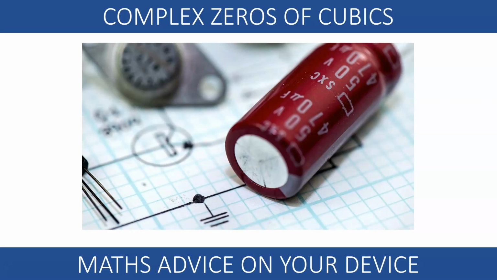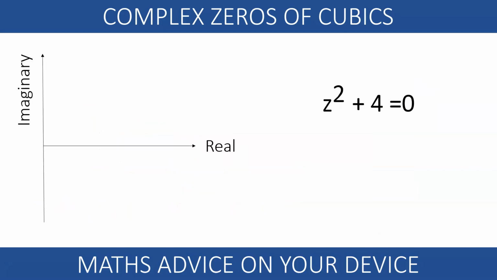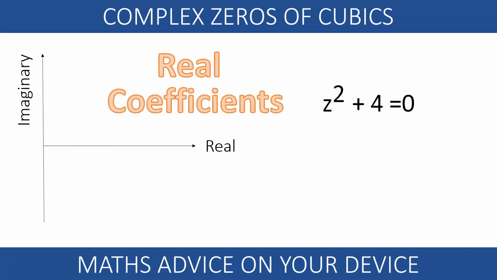Complex numbers are very important in fields such as electronics. In this video we find the remaining roots of a cubic equation with real coefficients using one of the complex solutions. The one thing that we need to remember is that if all the coefficients of an equation are real, any complex solutions will come in conjugate pairs.